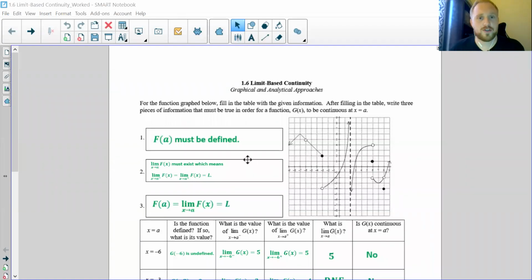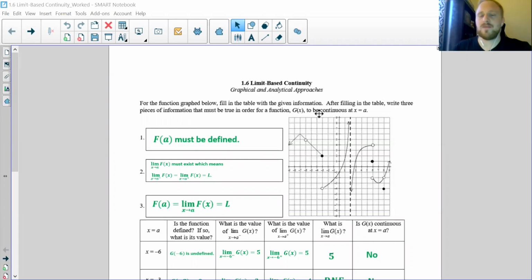Hello, my calculus students. Today we're going to cover 1.6, which is limit-based continuity. It's where we're finding functions that are continuous using limits. For the function graph below, fill in the table with the given information. After filling the table, write 3 pieces of information that must be true in order for the function g of x to be continuous at x equaling a.